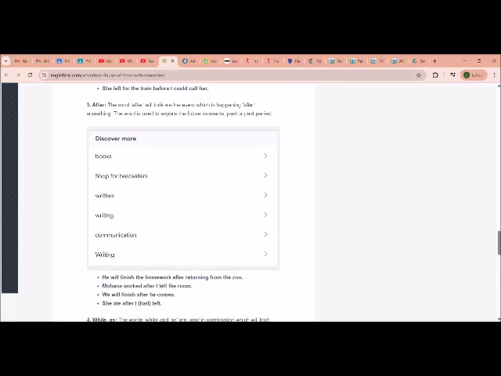Yes, teacher. After, the word after will indicate the event which is happening after something. The word is used to explain the future moment, past or past perfect. He will finish the homework after returning from the zoo. Moana worked after I left the room. We will finish after he comes. She ate after I had left. Good. All right. So this one's a lot more straightforward.